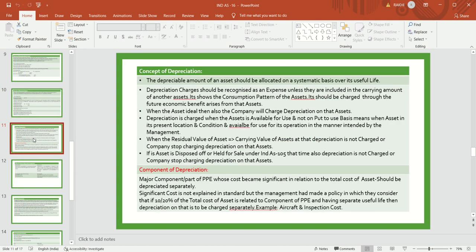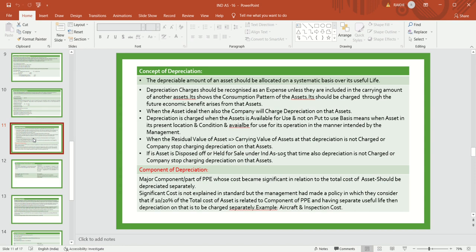Now comes the concept of depreciation. Depreciation is charged on the carrying value of the asset over its useful life. It means the depreciable amount of the asset should be allocated on a systematic basis over its useful life. Throughout the useful life, the asset is to be depreciated on a systematic basis.